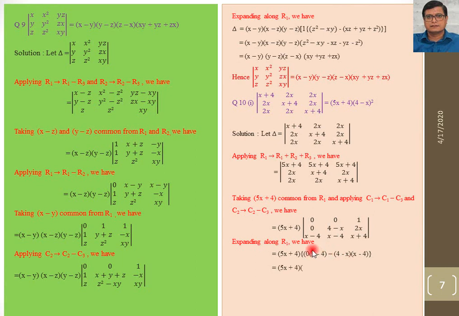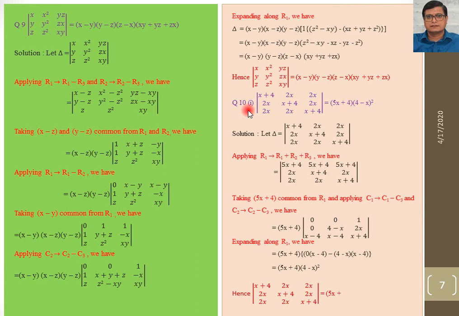0 into this value will be 0 here. We can take the minus sign common from this bracket, so minus minus plus, then 4 minus x into 4 minus x, that is 4 minus x whole square, or it could be x minus 4 also. So hence we have this required answer. So this is the first part of question number 10. Similarly, you can do the remaining part of question number 10, question number 11 and question number 12.